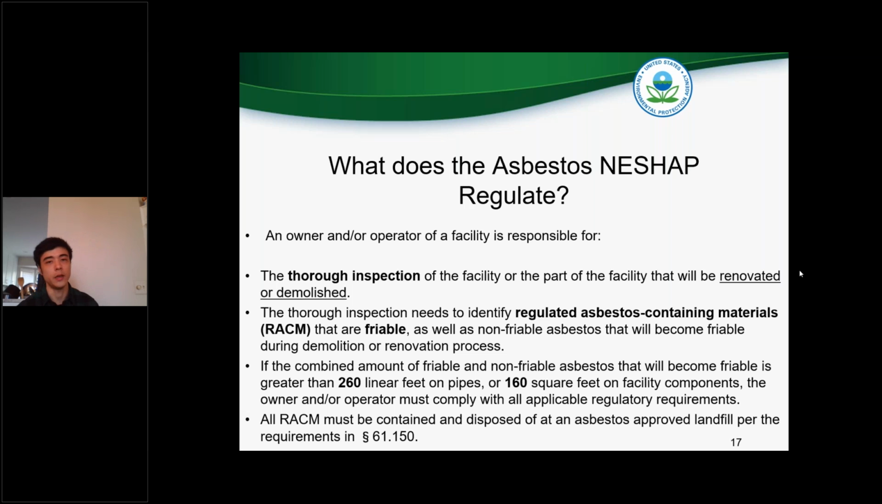So the first thing that's required of the owner or operator is a thorough inspection of the facility that will be renovated or demolished. That thorough inspection needs to identify regulated asbestos-containing materials, otherwise known as RACM, that are friable, as well as non-friable asbestos that will become friable during demolition. And we'll discuss these terms in the future slides. But if the combined amount of friable and non-friable asbestos that will become friable is greater than 260 linear feet on pipes or 160 square feet on facility components, then the NESHAP comes into play. And finally, all RACM must be contained and disposed of at an asbestos-approved landfill per the requirements of 61-150, and that's the NESHAP. So we can go to the next slide.